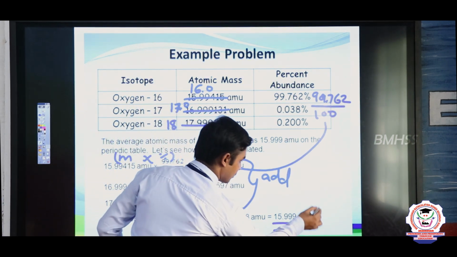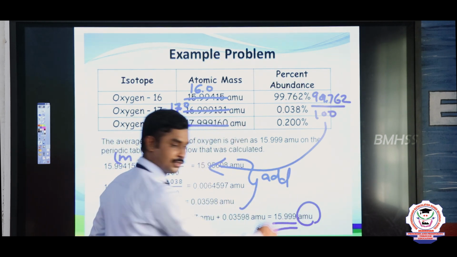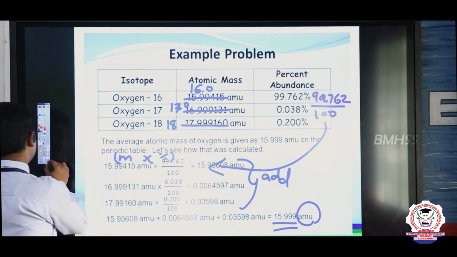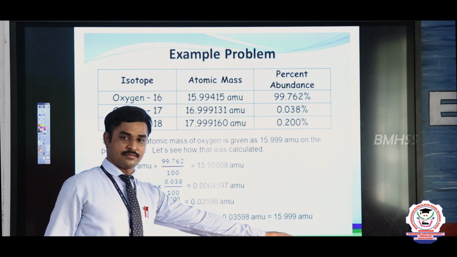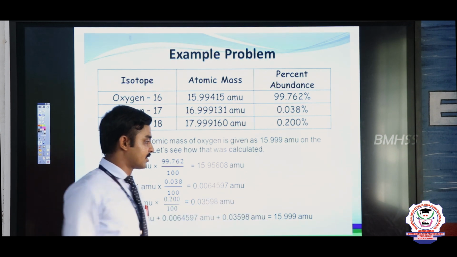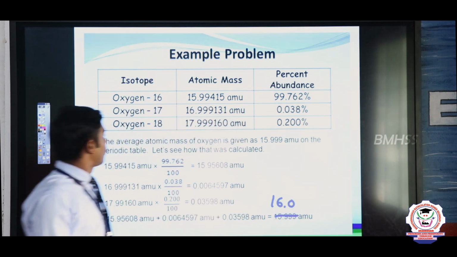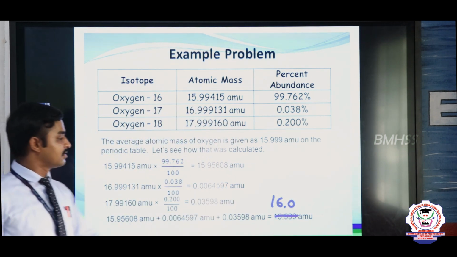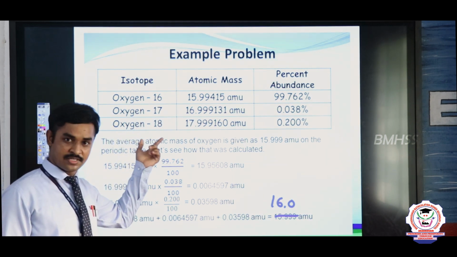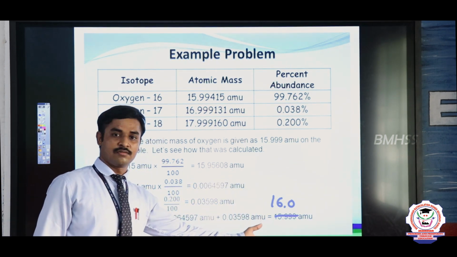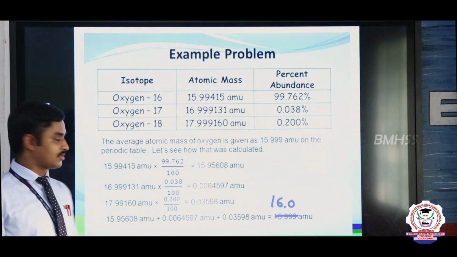The average atomic mass has the unit AMU, which means atomic mass unit, and it has a mass value 15.999. So this number is rounded off to get 16.0. So the oxygen generally has the mass 16.0. The isotopes can have different mass numbers, but the oxygen element average atomic mass is 16.0. So now it is clear.